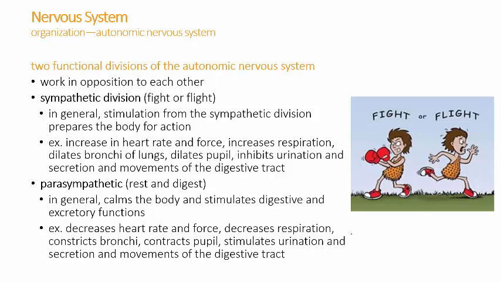So for example, with parasympathetic stimulation, the heart will slow its rate and will decrease the force with which it's beating. It'll slow the respiration, so you'll breathe more slowly. It'll constrict the bronchi and contract the pupil, just because you don't need to gather as much information through your eyes, and you don't need as much oxygen. And it will bring on the urge to urinate, or bring back into action the secretion and movements of the digestive tract. So sympathetic gets you prepared for action. Parasympathetic gets you calmed down.